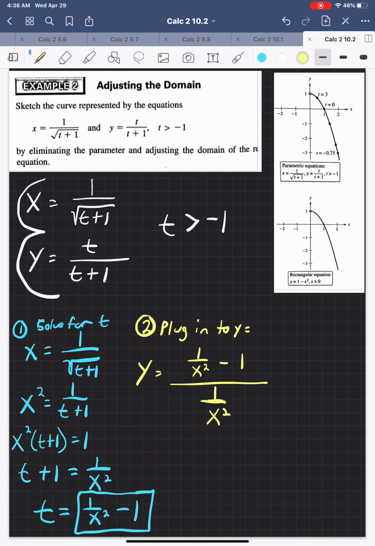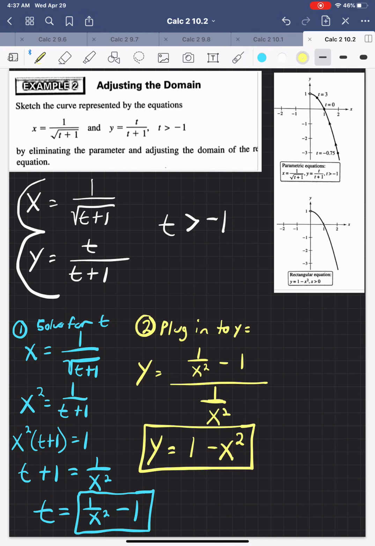Only it's probably better to go ahead and do a little bit of cleaning up. I'll tell you what I'm about to do without doing it. I would combine my fractions here, and then since this would be one fraction divided by another fraction, we would flip and multiply. And what would happen is you would be left with 1 minus x squared.